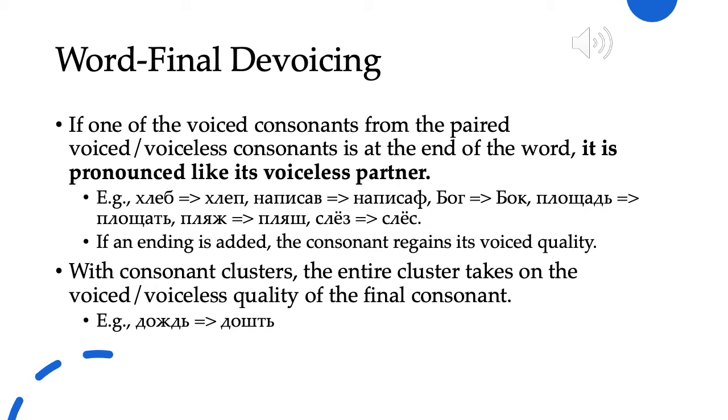And once again, with something like dosht, all you have to do is add an ending and you see that you regain the underlying voiced quality of the consonants. So we have под дождём, under the rain, for example.